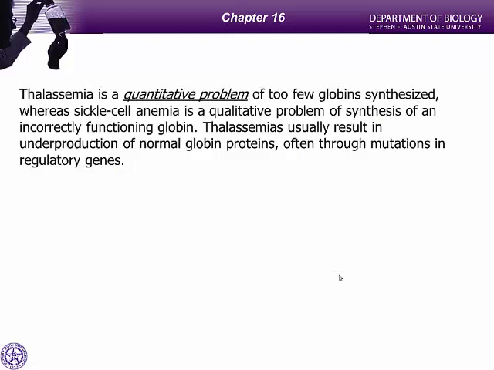Now, at this point, we can't tell if it's alpha or beta. You can't just tell that phenotypically looking at a peripheral blood smear. But we do know that we are talking about a quantitative problem, one of the functional genes.